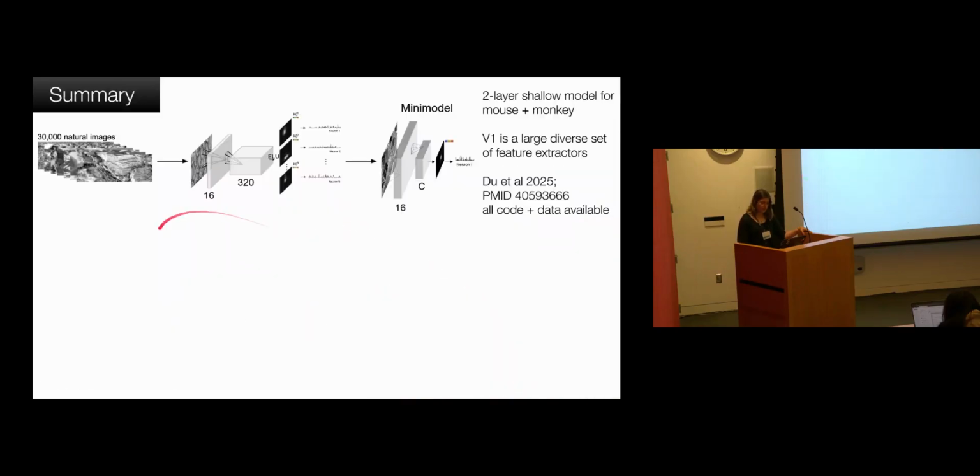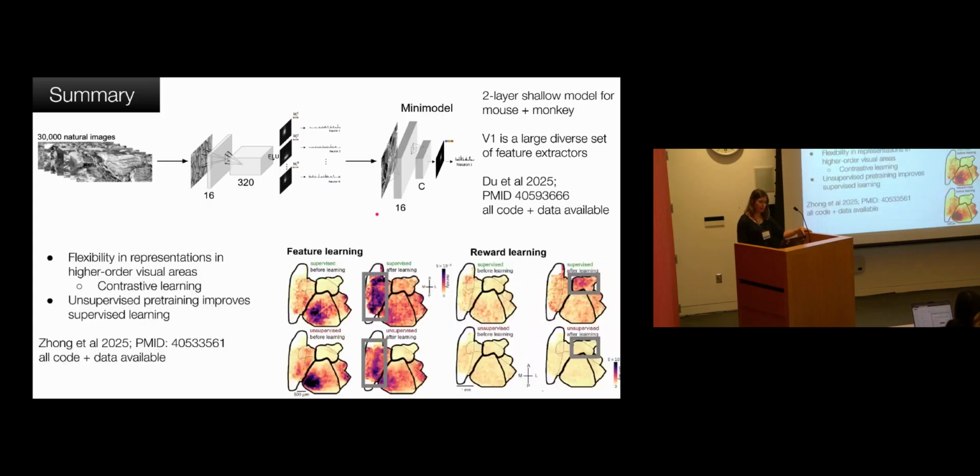So basically what I tried to show you here was that V1 is a large, diverse set of feature extractors. There's more information in the paper, and all of the code and the data is available, so you could fit these neural models to your own data or try out our data. In the case of Lin Zhong's study, all the data is available too. I showed you that there's flexibility in these representations in higher order visual areas. And if you check out the paper, you'll see how unsupervised learning improves supervised learning. And so now we'll do a switch off.